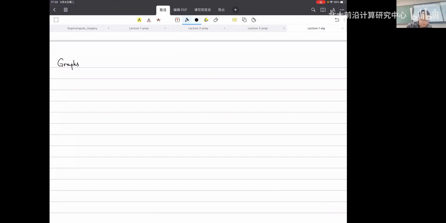So what is a graph? A graph is in general something like this. We have a graph G equals a vertex set and an edge set. In general, we have some vertices, maybe something like this.